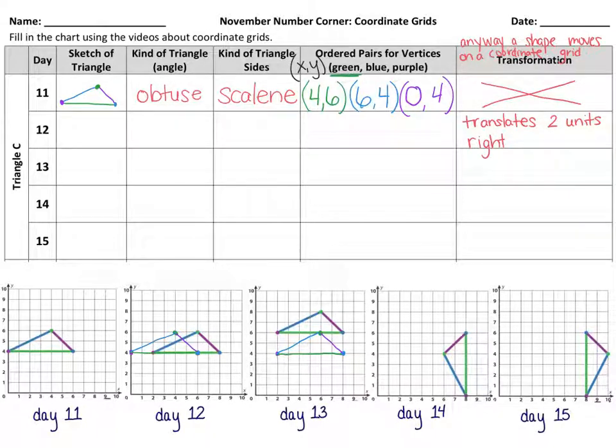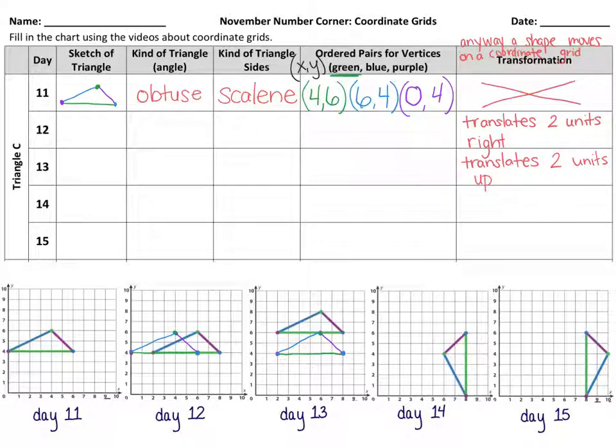Now look very closely. We go from the one we drew and we move up to the point that is on this chart already. So we start at the green point and we go up 2 units. Blue, up 2 units. Purple, up 2 units. So since it's still sliding, it'll still be translates 2 units up.